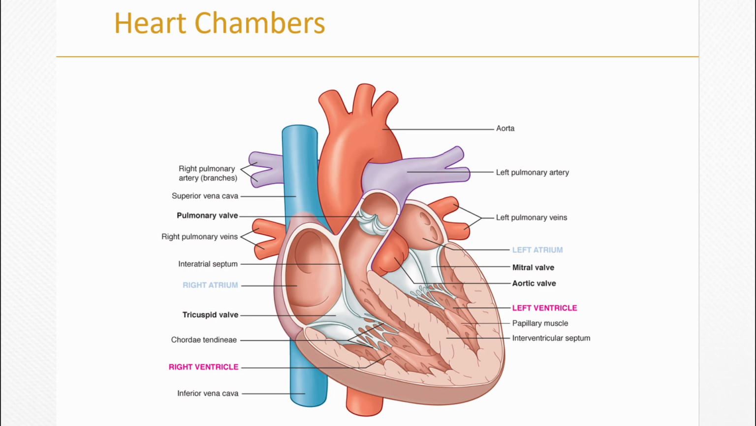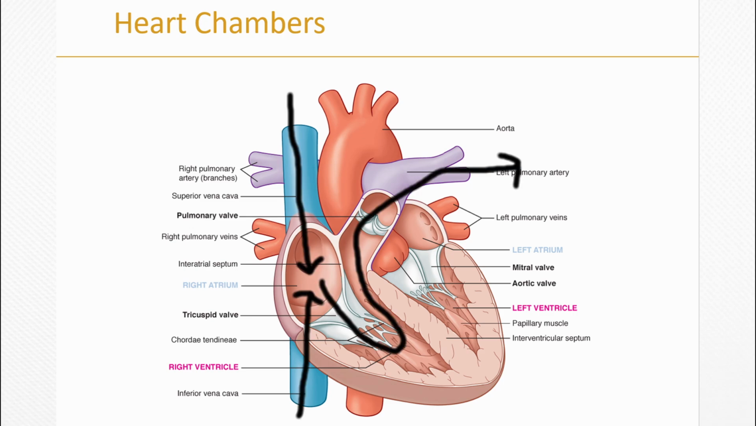So the walls of the atria are not quite as thick as the walls of the ventricle because the atria move blood only a short distance. Ventricles receive blood from the atria and pump it to the lungs. Specifically, it's pumped from the right ventricle. So you can see the blood will come in to the right atrium, and then it'll go to the right ventricle, and then it'll go right out here through this pulmonary artery.